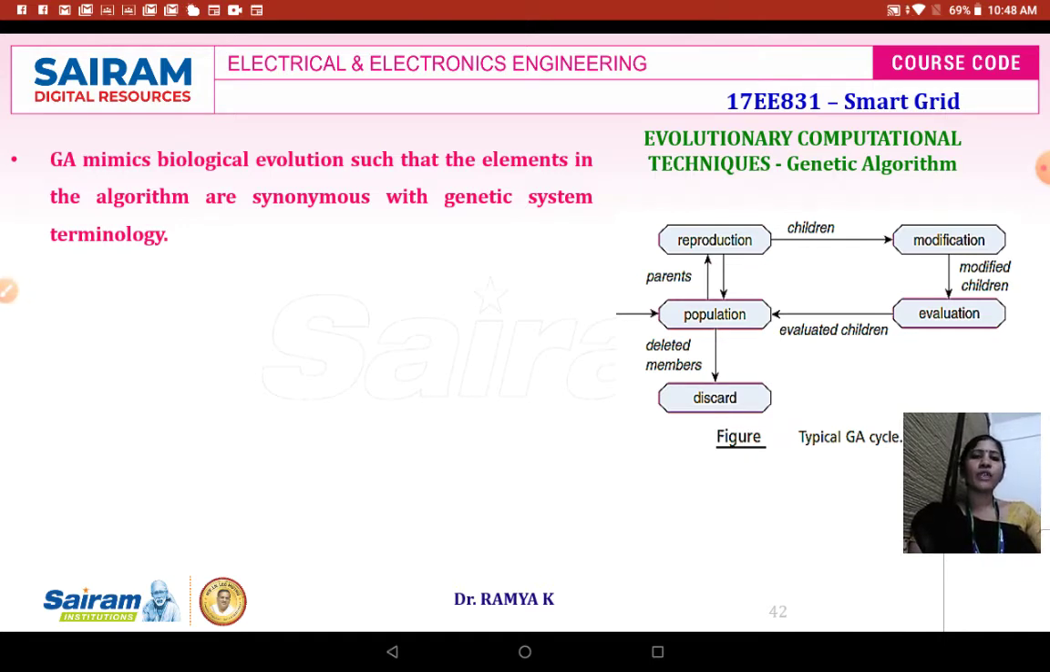When you are framing a typical algorithm using a genetic condition, a genetic representation of your solution domain is a must. And you also need to find the fitness function. After finding the fitness function, you have to evaluate it. The first common thing is that GA mimics biological evolution, such that the elements in the algorithm are synonymous with genetic system terminology. Therefore, there is a figure shown here. If you see here, it is a typical GA in which offspring are produced from selected parents.